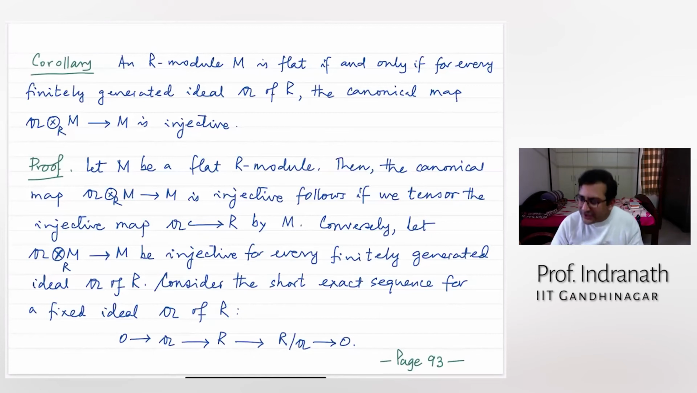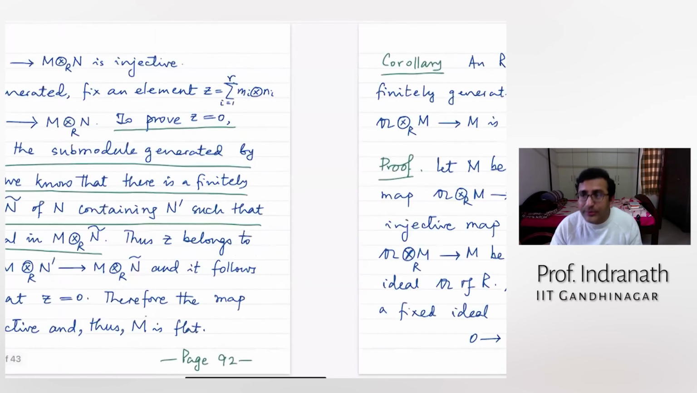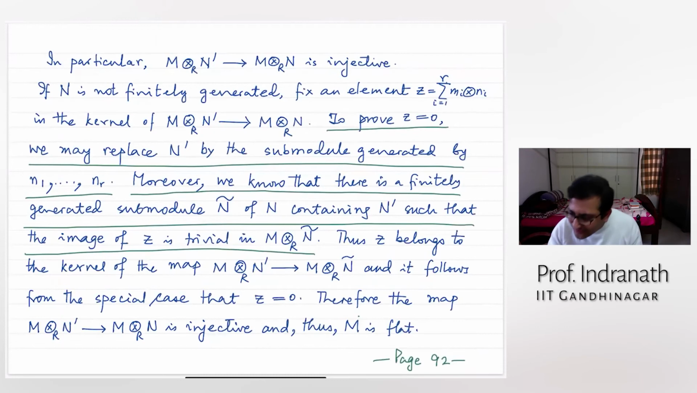Fine. So this is actually an interesting part. Just think about it once; the proof is fine. There's no problem with the proof. These kinds of arguments are almost always straightforward. So what you do is the following. You have an element here in the tensor product. That element is the sum of m_i tensor n_i.